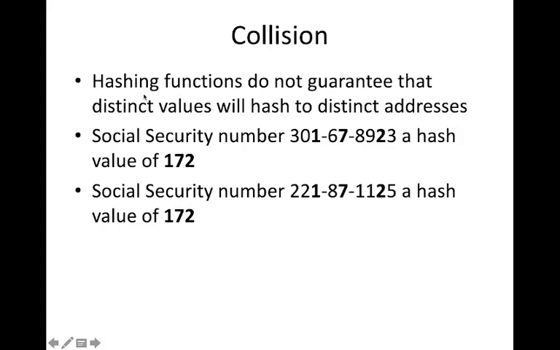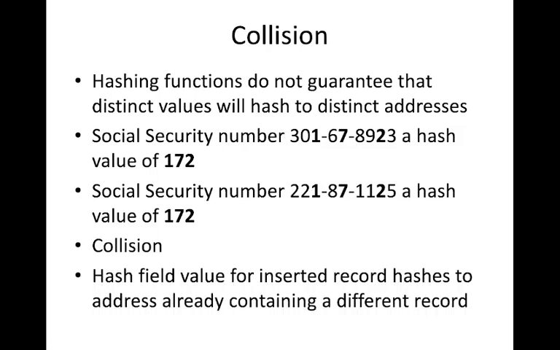That is what is written here. Hashing functions do not guarantee that distinct values will hash to distinct addresses. So 172 and 172, both records cannot be placed at the same location. This is known as collision. They may hash to the same address location. So we have to do something. Some method should be there for collision resolution. A collision resolution mechanism should be there.